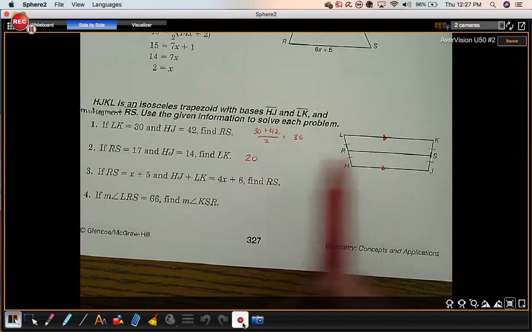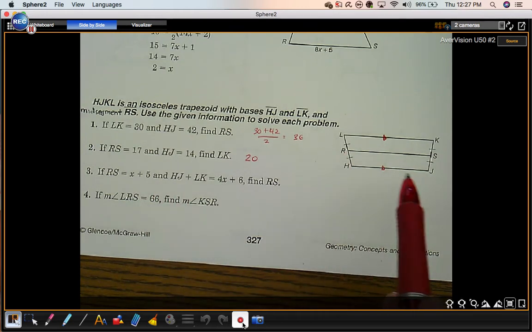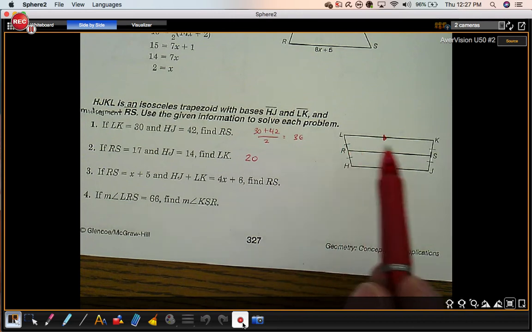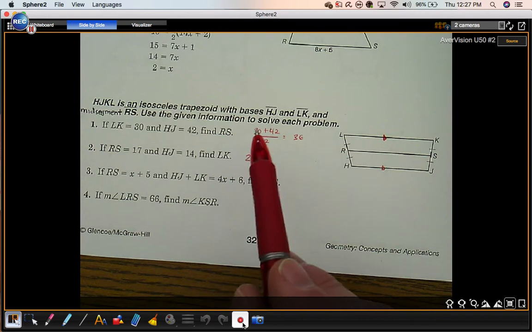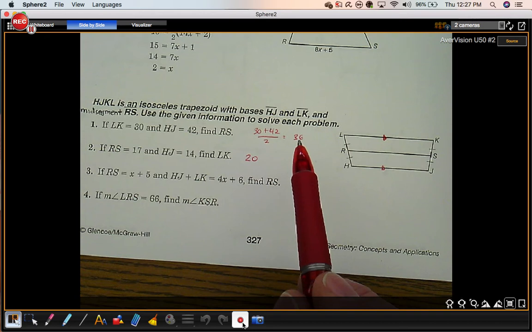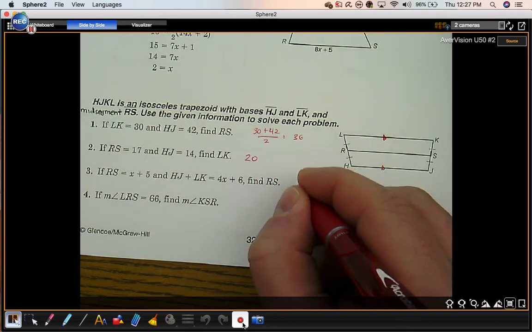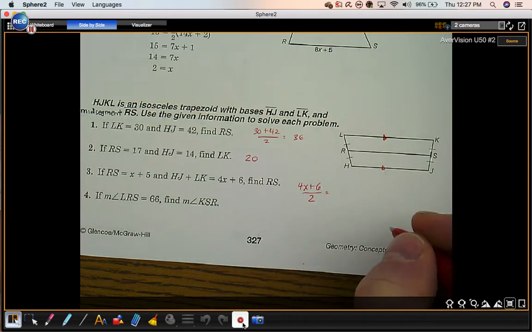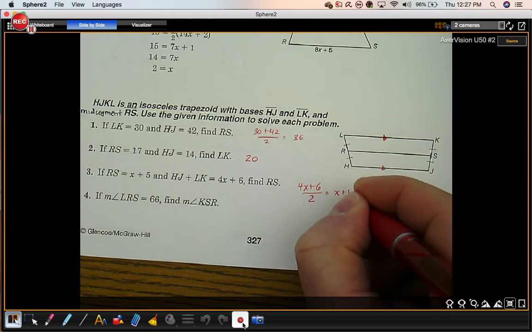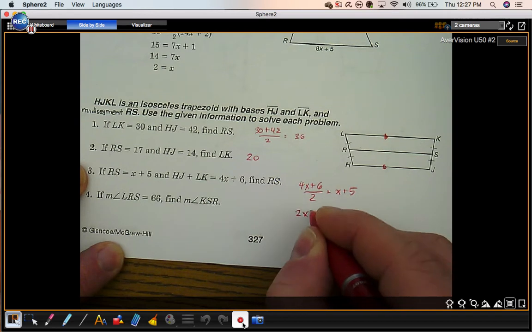Number 3, R to S, that's your midsegment. They're telling you that H to J, which is a base, plus L to K, that's the other base, is 4x plus 6. What do you do with your two bases added together to get the midsegment? You divide by 2. So we know that 4x plus 6, that's the sum of the bases, divided by 2 must equal the midsegment. We'll just divide both of these by 2.